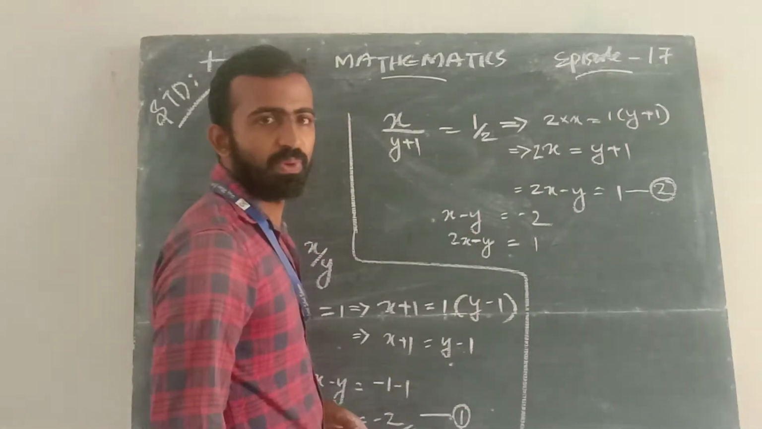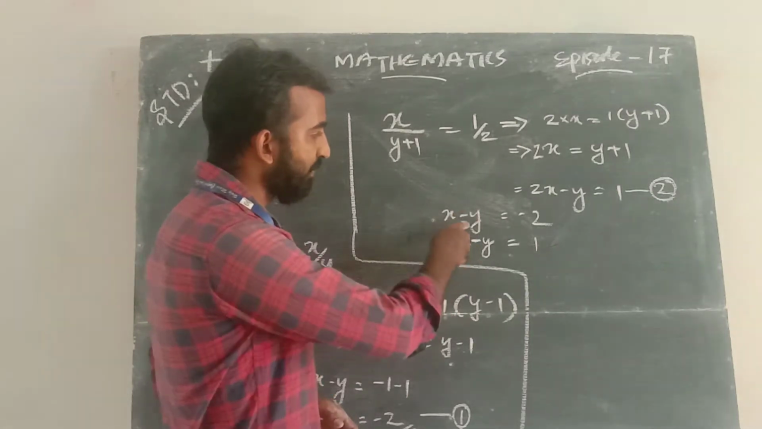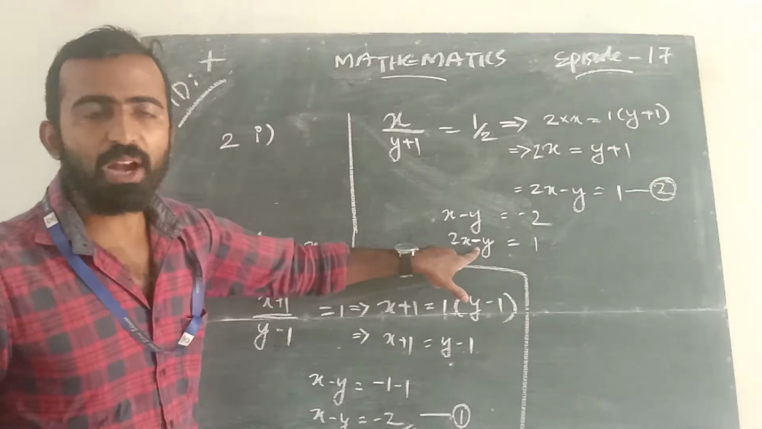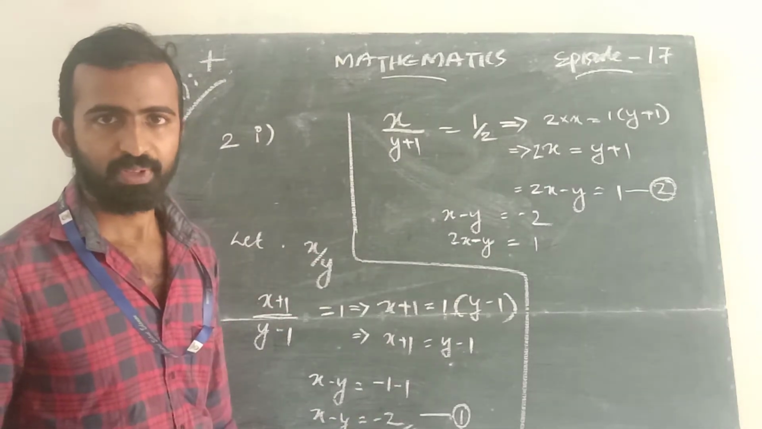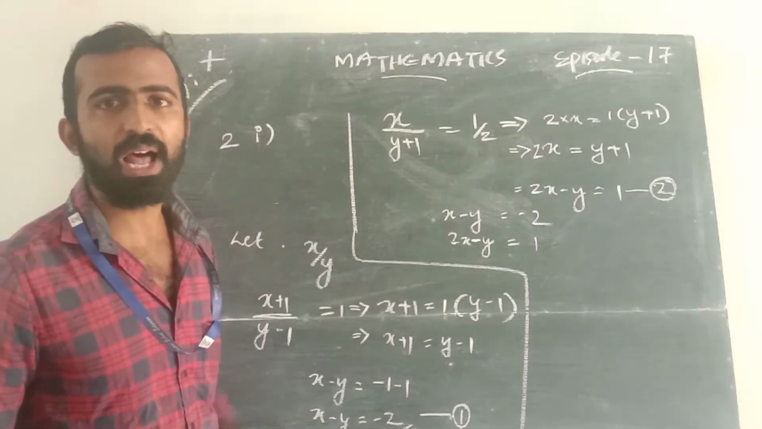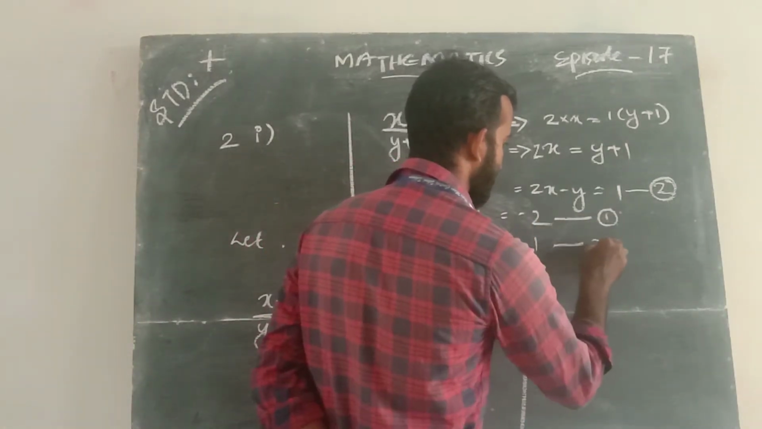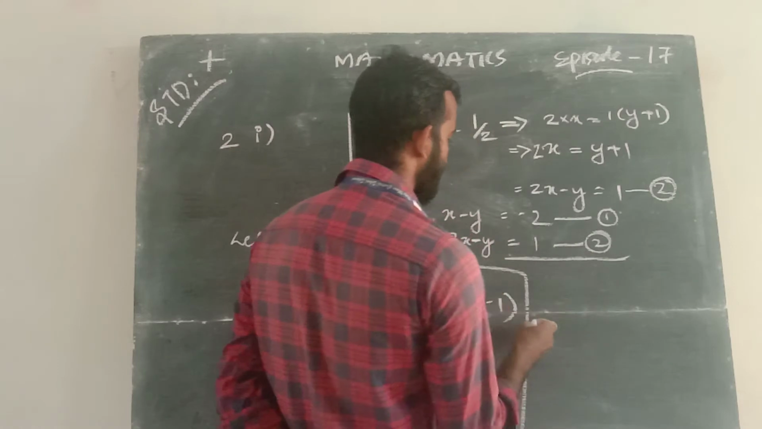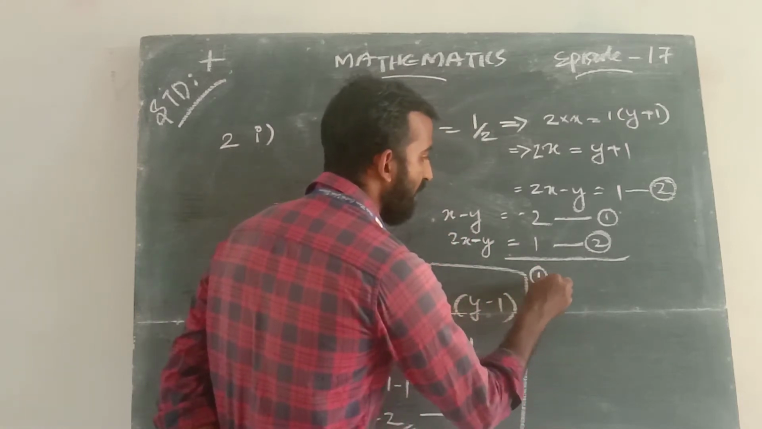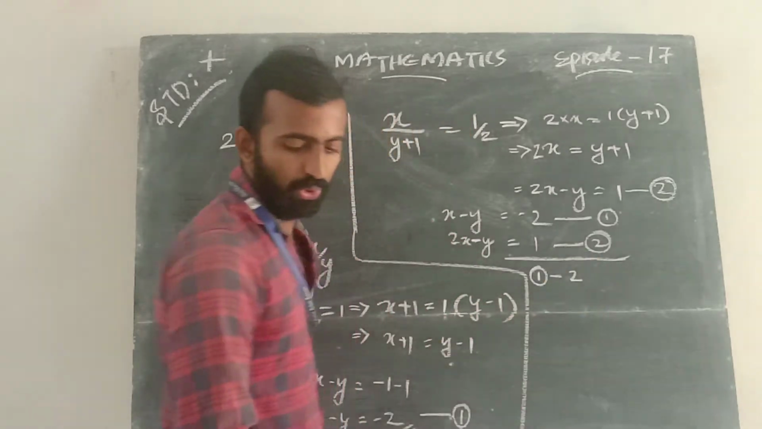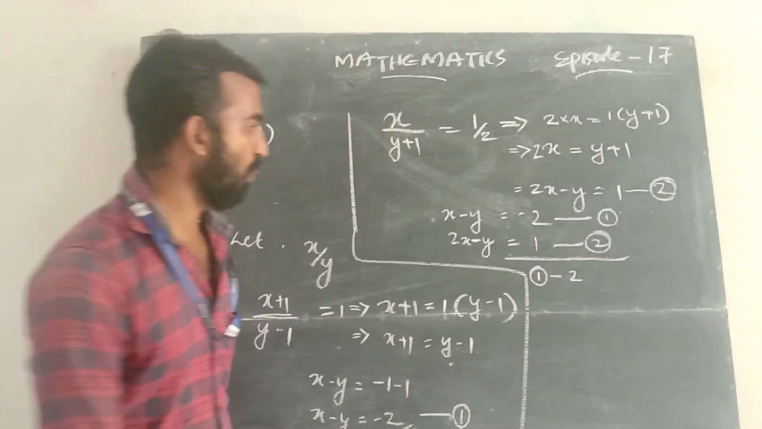The coefficient of y is -1 here and also -1 here. That is, the coefficients are the same. This is equation number 1, this is equation number 2. So equation number 1 minus equation number 2. What do we get?